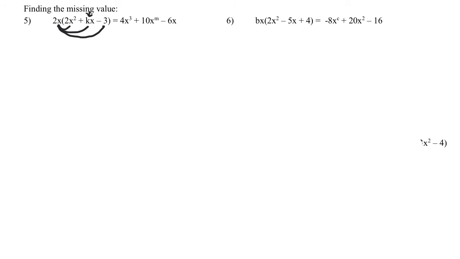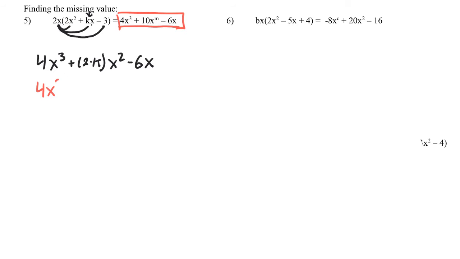So if I keep distributing, 2x times 2x squared is going to be 4x to the third. Then if I multiply 2x times kx, normally I would be multiplying 2 times k for my coefficient, and then x times x would become an x squared. And then 2x times negative 3 would be minus 6x. Now I'm saying that this needs to equal, and this time I'm going to write it underneath, this guy over on the right. So I'm going to write my like terms under my like terms. So I should have 4x cubed plus 10x to the m minus 6x. That's what that needs to equal.